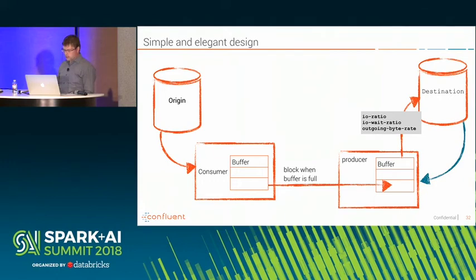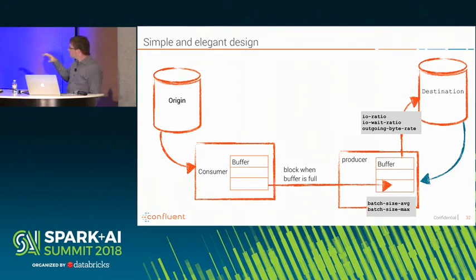So let's start with the destination side. The producer is writing to some destination cluster, some topic. First thing you want to look at is your IO ratio and IO wait ratio, outgoing byte rates. This will tell you how much time am I actually spending trying to push this data down into the destination cluster. Because if you start seeing issues there, then you know, okay, my destination cluster is a problem.